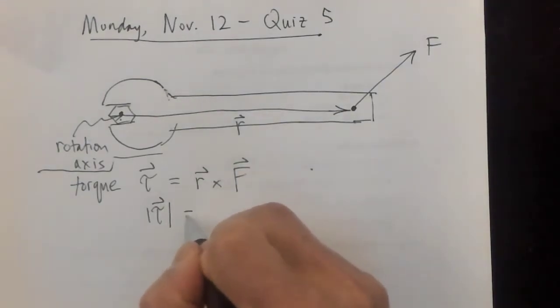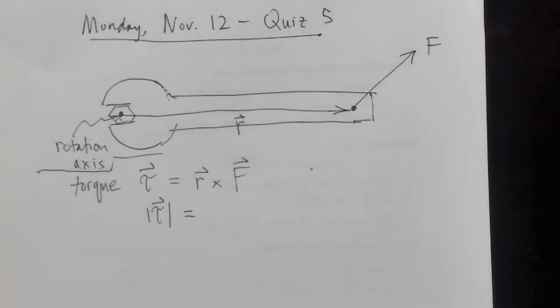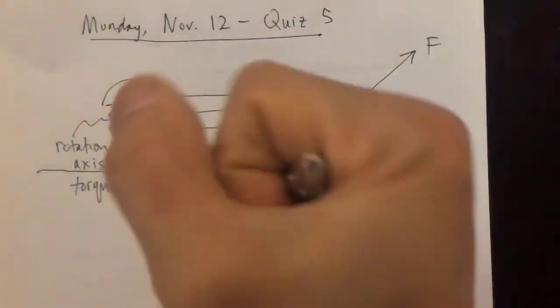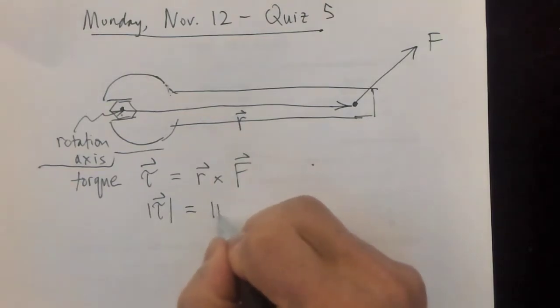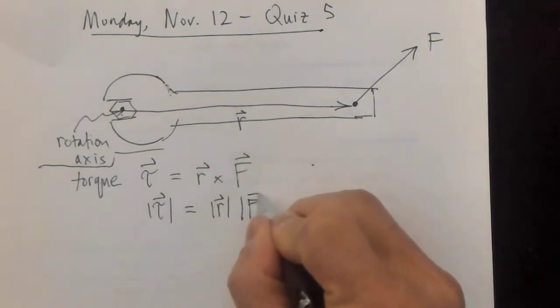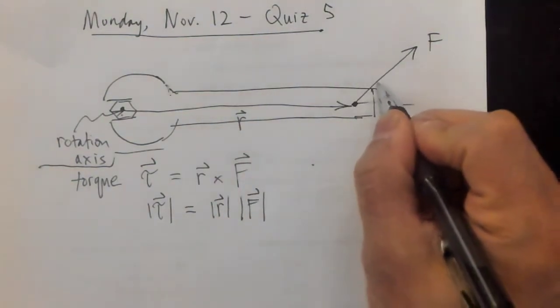The magnitude of the torque, remember the torque is the analog of force for rotations. It's how much twisting you are doing around some rotation axis. Okay, and so it will be the magnitude of R times the magnitude of F times the sine of the angle between them.